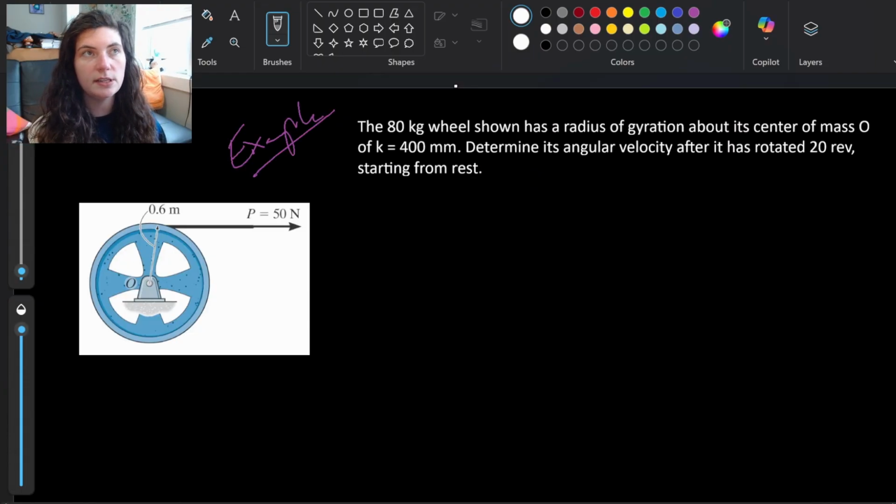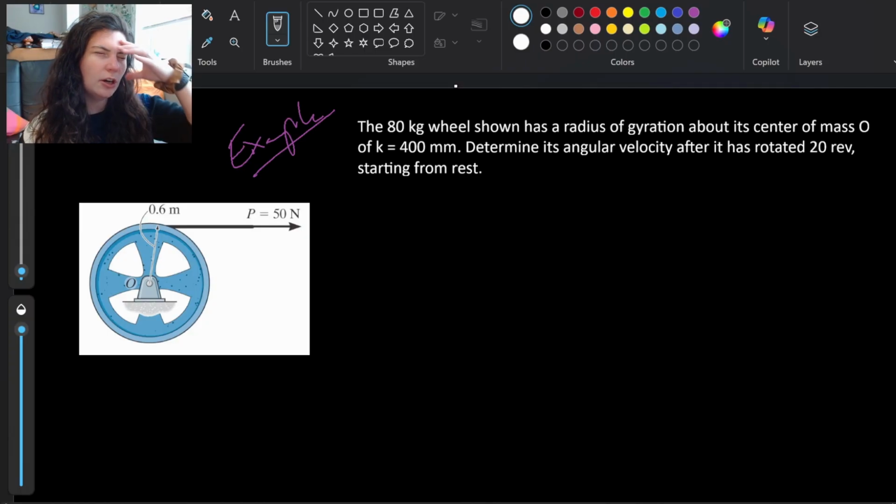All right, so in our first example here, we have an 80 kilogram wheel that has a radius of gyration about its center of mass O of k equals 400 millimeters. And we want to determine its angular velocity after it's rotated 20 revolutions starting from rest. If we look at our little diagram here, we have this wheel that's pinned in the center at O. That wheel has a radius of 0.6 meters. And then we have this force P pulling from the top, tangential to the top of that wheel, with a force of 50 newtons.